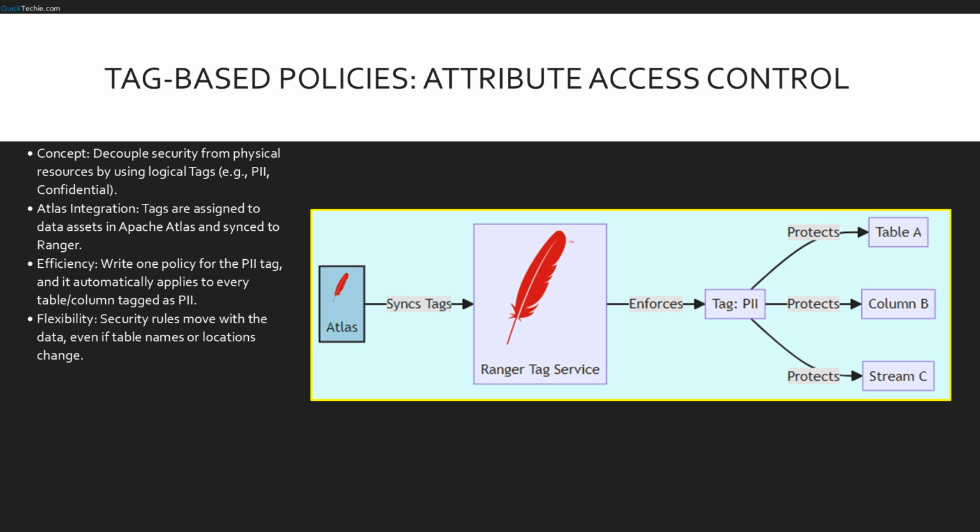This flow shows the integration between governance and security. Apache Atlas creates and manages metadata tags. It syncs these tags to the Ranger tag service. Ranger then enforces a policy on the PII tag. This single tag policy radiates out to protect diverse assets: Table A, column B, and even stream C, regardless of their physical location.